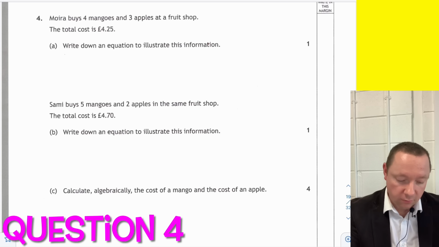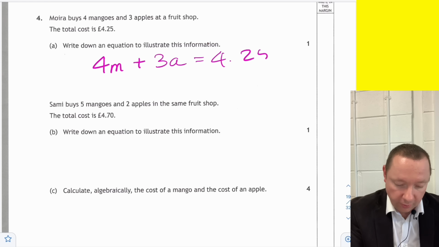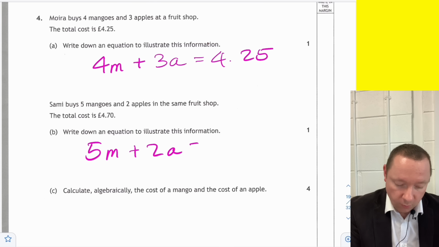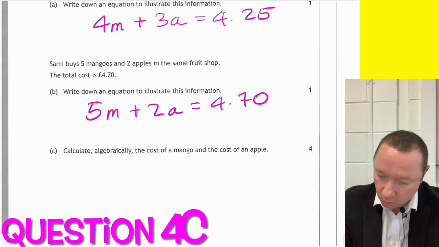Simultaneous equations for question 4. After writing an equation, part A: 4 mangoes and 3 apples equals £4.25. Quite standard. Part B: 5 mangoes plus 2 apples equals £4.70. Part C: I have to find the cost of a mango and an apple. So I've got my two equations.